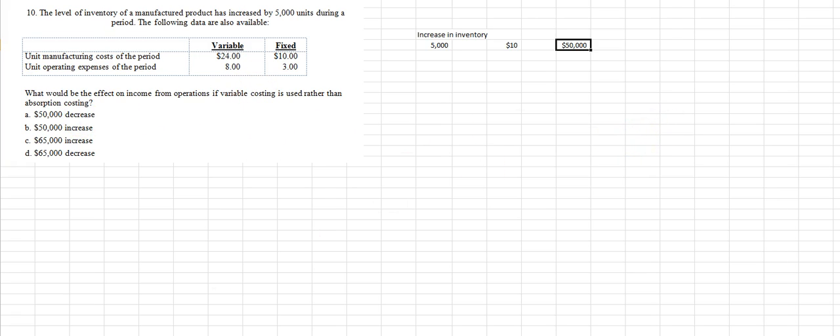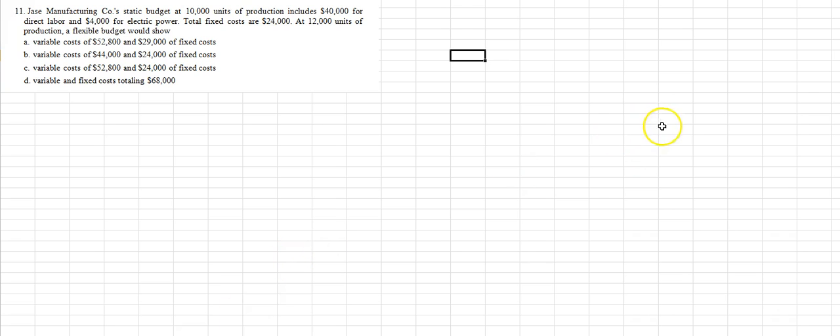Okay, let's move on to number, I guess this is 10. Let's go on to number 11. Okay, J's manufacturing static budget is at 10,000 units of production, includes 40,000 for direct labor, 12,000 for electric power. Total fixed costs are 24,000. At 12,000 units of production, a flexible budget will show. So let's just start with the static budget, okay? Let's go static budget.